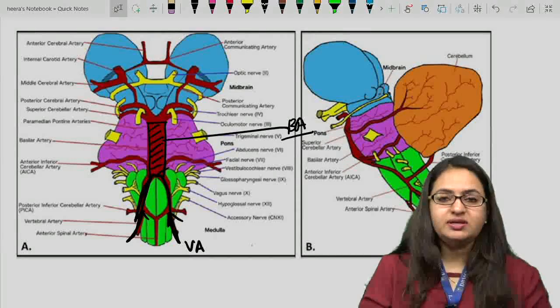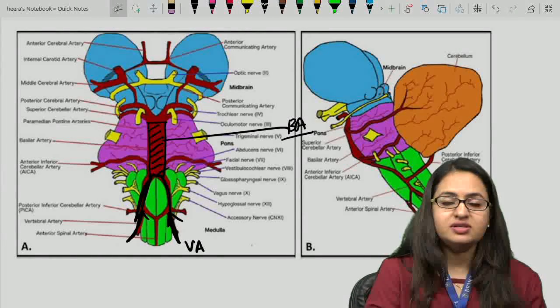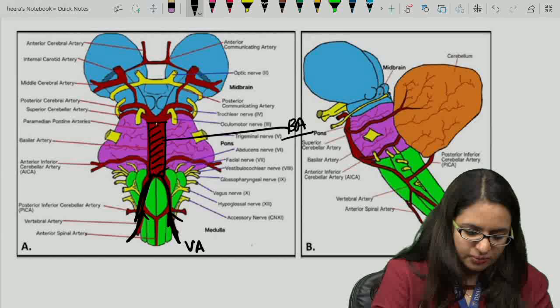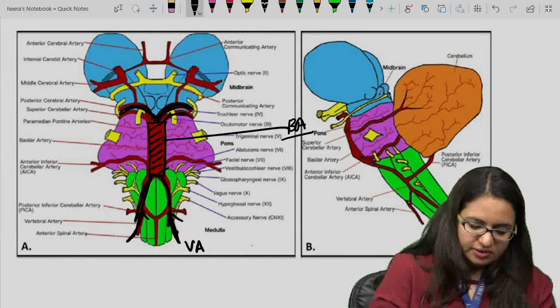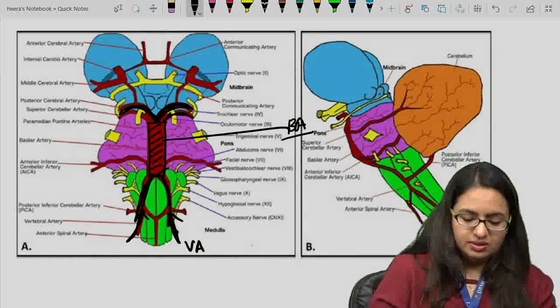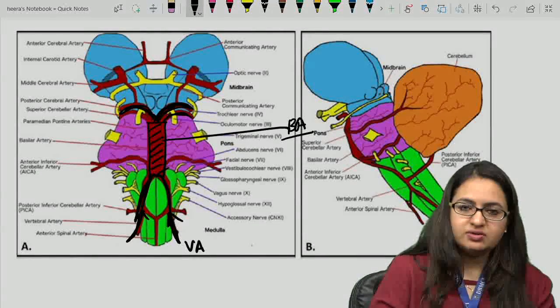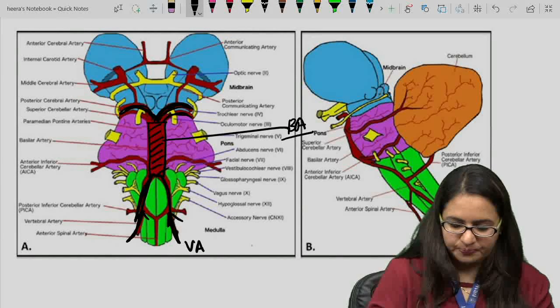The vertebral artery is in relation with the medulla, and the basilar artery is in relation with the pons. Then this basilar artery terminates into the posterior cerebral artery. During this course, it gives various branches. The vertebral artery gives the anterior and the posterior spinal arteries, and along with that, it gives a PICA branch, that is the posterior inferior cerebellar artery.